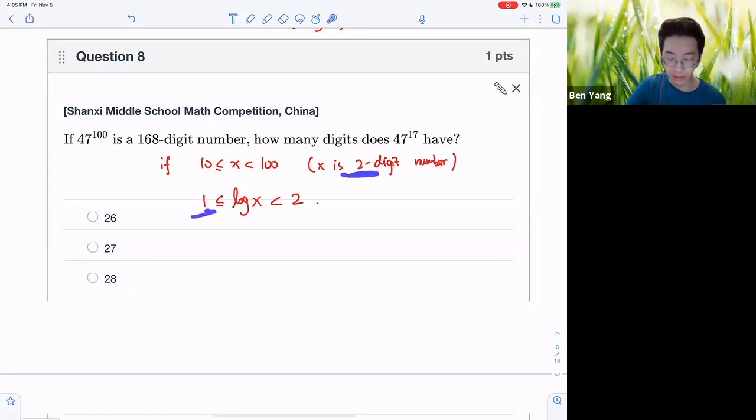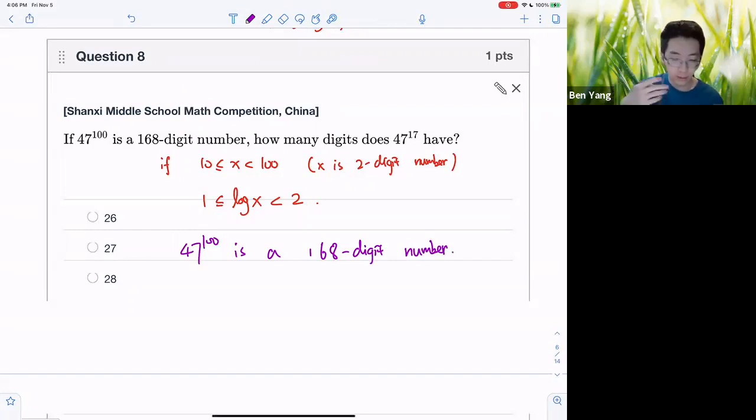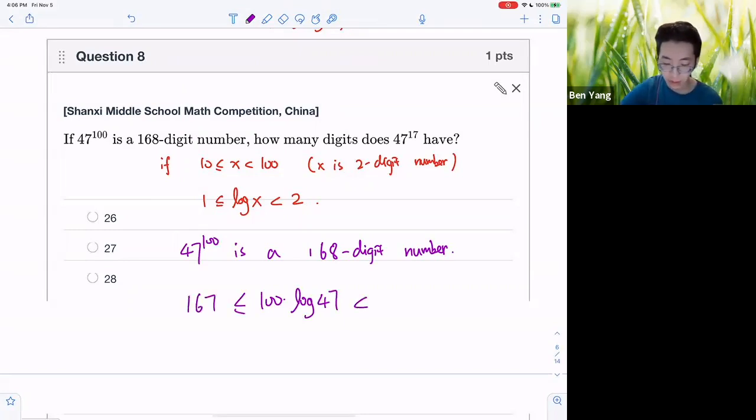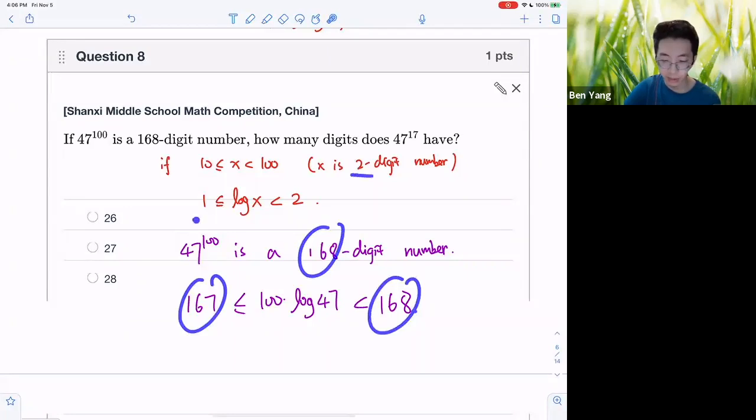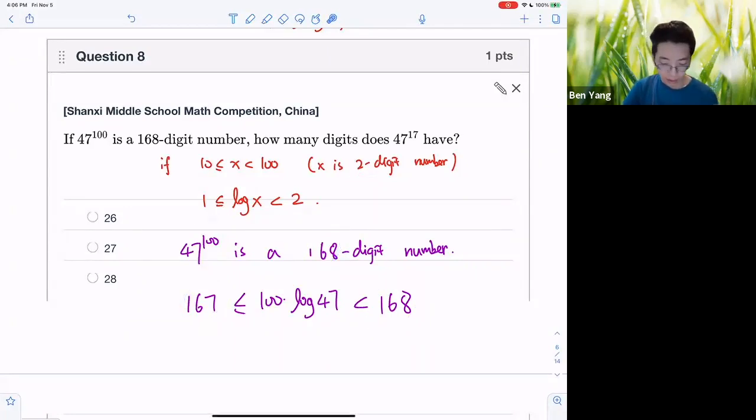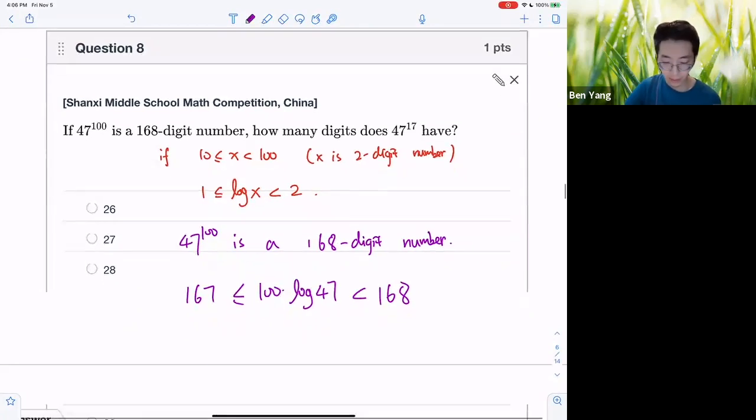So now we see the relationship here. Now, our number 47 to the power of 100 is a 168-digit number. Then if we do log base 10 of that number, it's 100 times log of 47, which should be larger than or equal to 167 and smaller than 168. You see the relationship here, the same as this one. So now we have a very good estimate about log of 47.